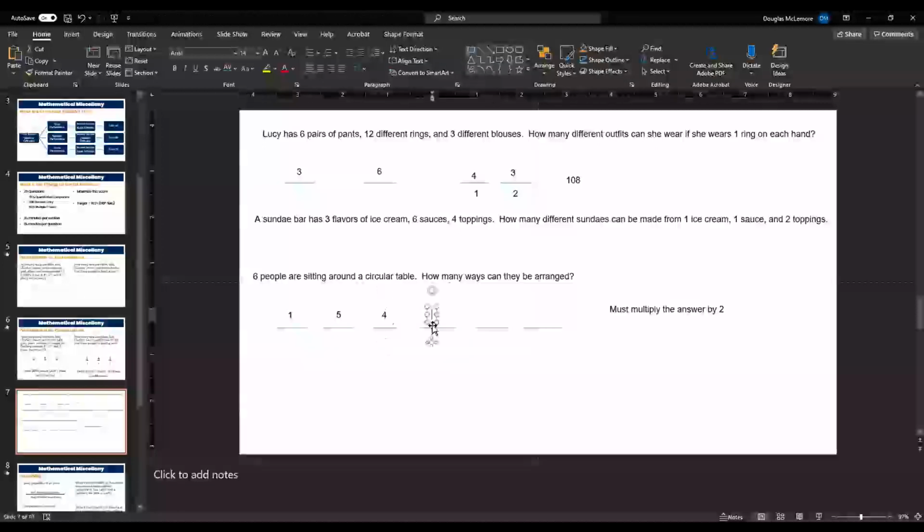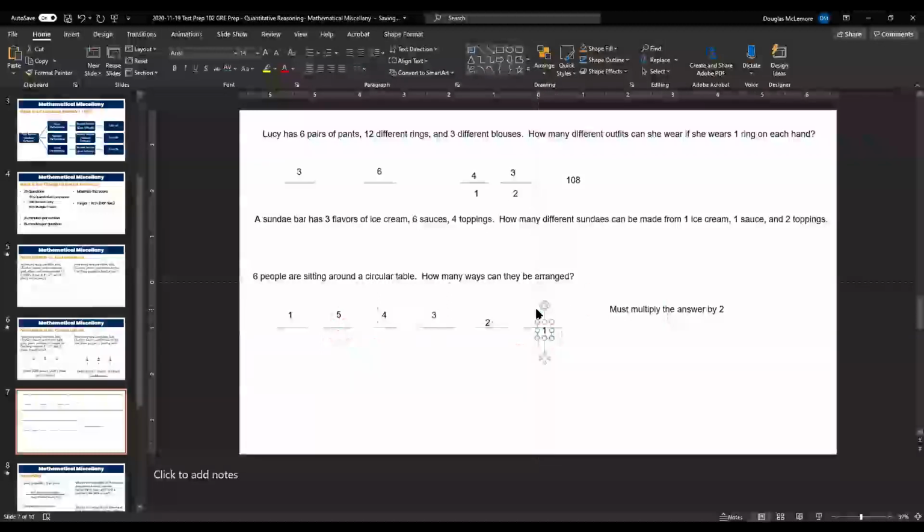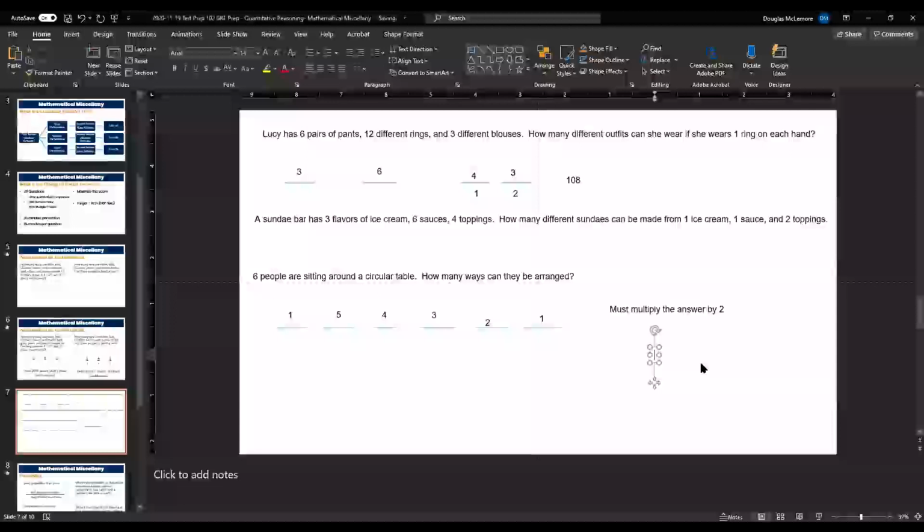4, 3, 2, and 1. So what is my final result for this thing? How many for just one direction, clockwise, say? Five times 4 is 20, times 3 is 60, times 2 is 120. But how many for both clockwise and counterclockwise? My final answer for this has to be 240.